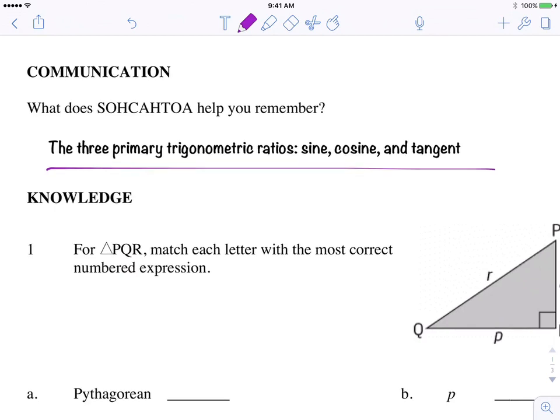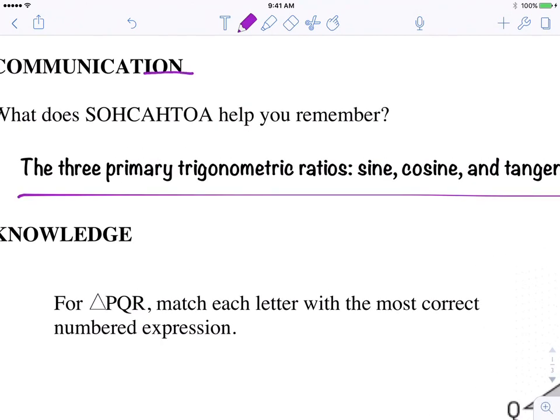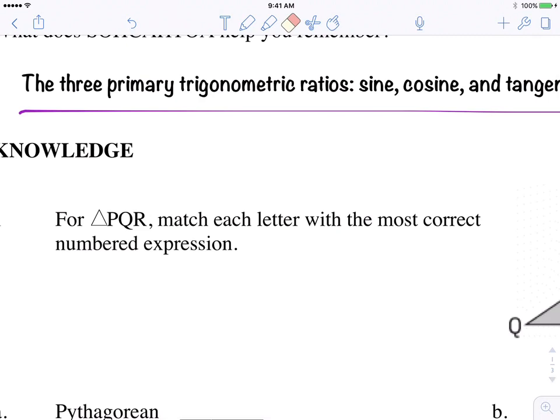Just as a recap for some of you, sine is opposite over hypotenuse, cosine is adjacent over hypotenuse, and tangent is opposite over adjacent. So now you should know those off by heart, or know at least the acronym SOHCAHTOA off by heart.